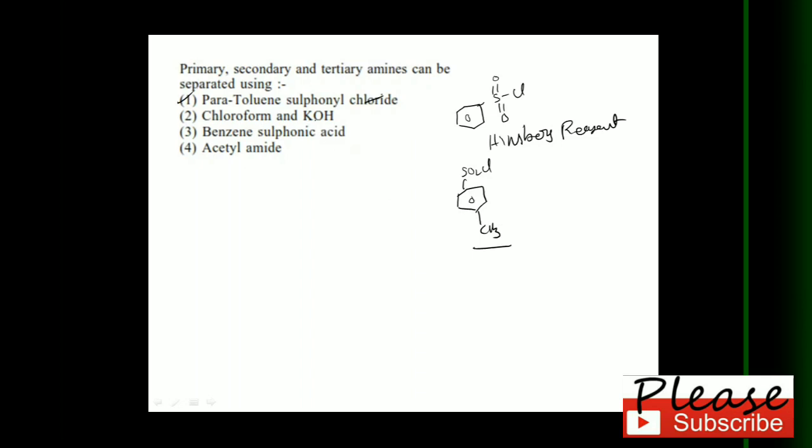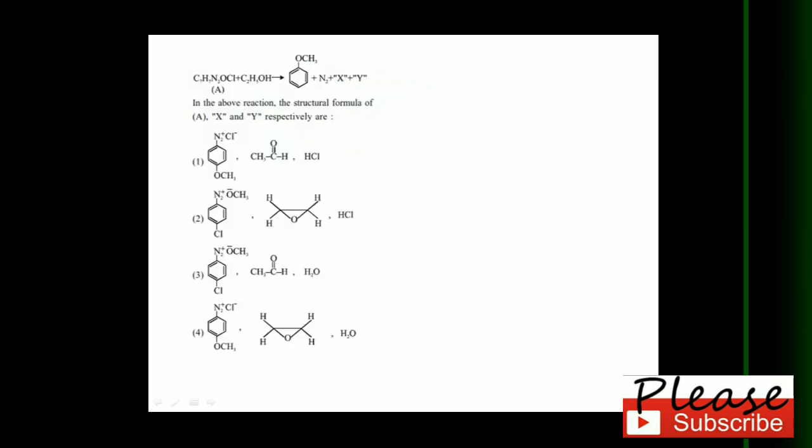Chloroform KOH is not used for the separation. It is used for the identification of primary amines, giving an isocyanide, a foul-smelling compound. And benzene sulfonic acid is not used, and acetamide also is not used. So next.